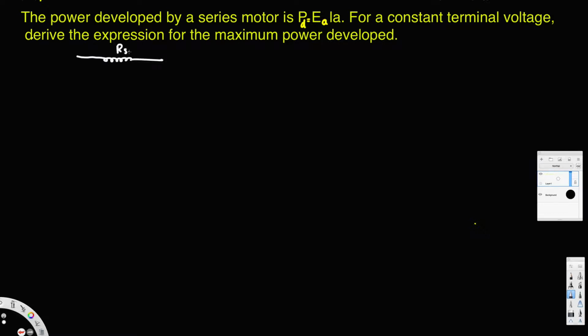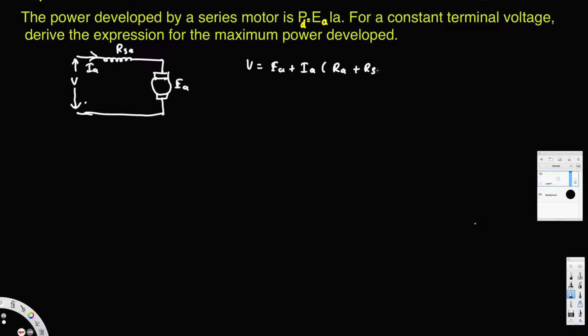This is the series resistance RSC, and the current through this one is IA. And this one is our EA, and the voltage across is V. Now there's an equation for V. V is equal to EA plus IA times RA, the armature current times the armature resistance, plus the series resistance RSC. Okay. Now we have this equation.